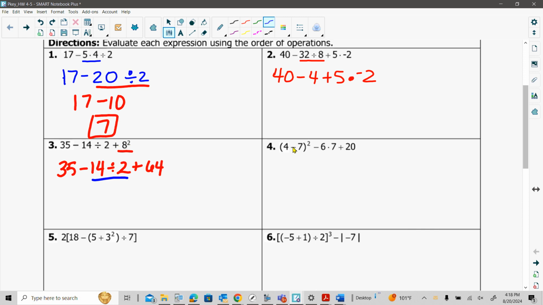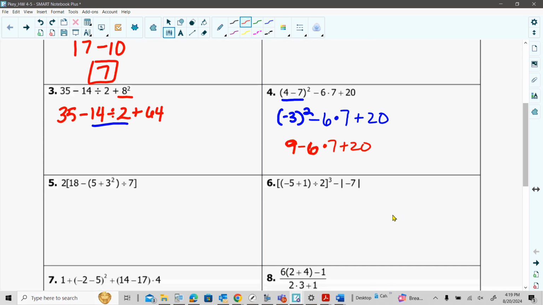Now on number 4, we have our grouping situation. So we need to do this grouping first. And then we've got an exponent. So this gets simplified to negative 3 squared minus 6 times 7 plus 2. And then hopefully you recognize from there, our next step would be this exponent, which will make that positive 9 minus 6 times 7, then plus 20. So let's see if you can finish this from here. You should get an integer answer.